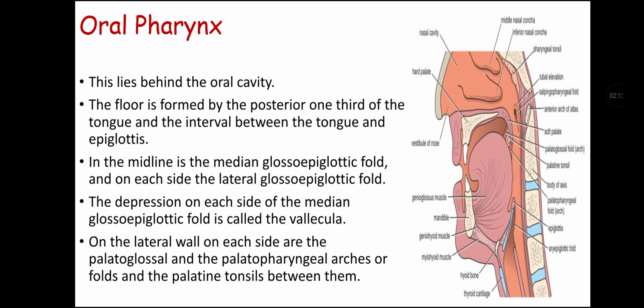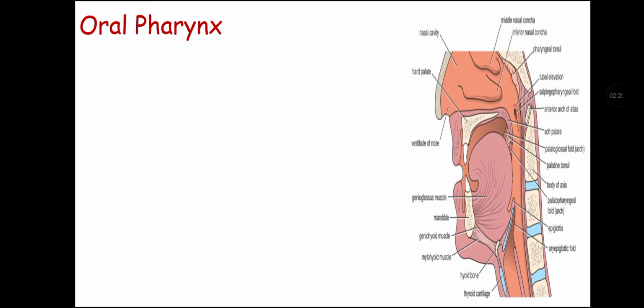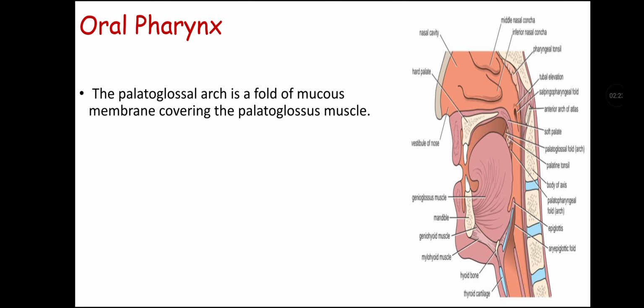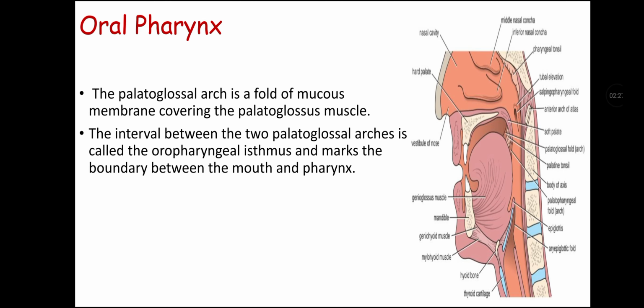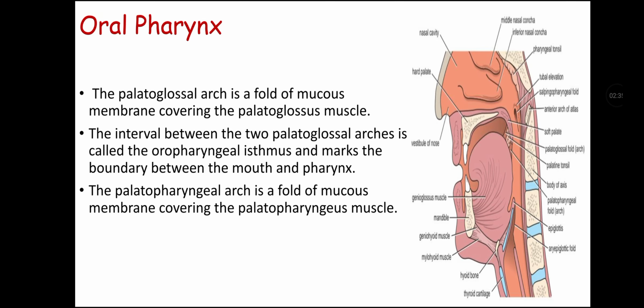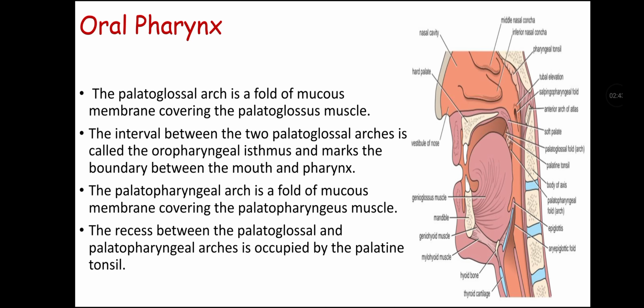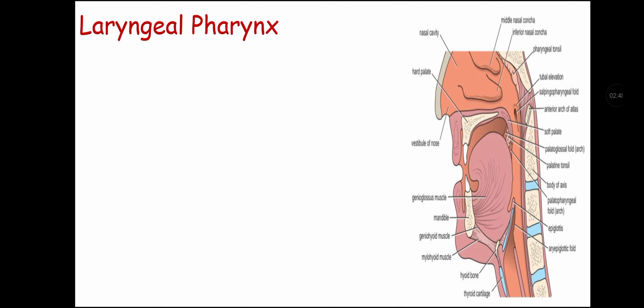On the lateral wall on each side are the palatoglossal and palatopharyngeal arches or folds, and the palatine tonsils are between them. Palatoglossal arch is a fold of mucous membrane covering the palatoglossus muscle. The interval between the two palatoglossal arches is called the oropharyngeal isthmus and marks the boundary between the mouth and pharynx. The palatopharyngeal arch is fold of mucous membrane covering the palatopharyngeal muscle. The recess between palatoglossal and palatopharyngeal arches is occupied by palatine tonsils.